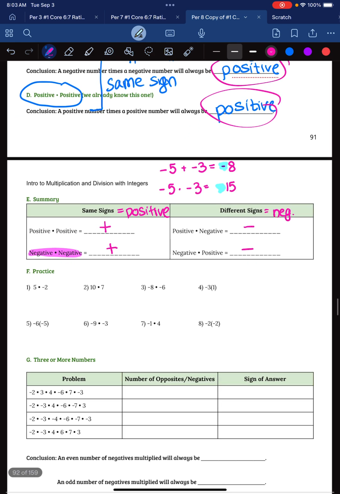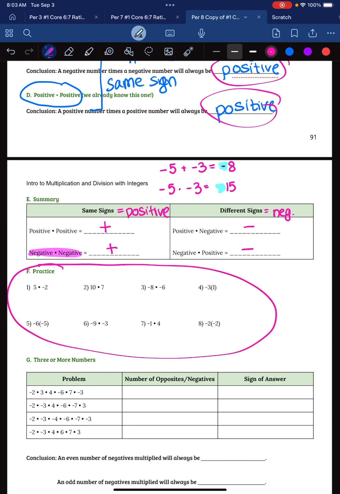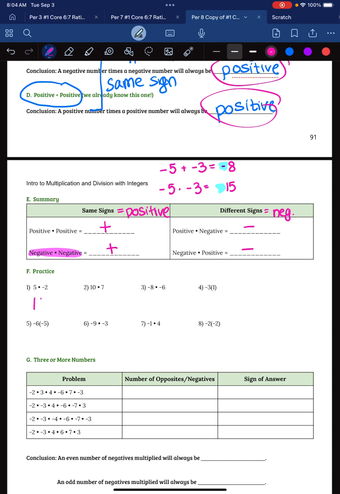All right, go ahead and do section F, practice, and then pause the video and then unpause it when you're all done. All right, let's check those answers. Number 1, 5 times 2 is 10, and those are different signs, so it's a negative answer. Problem 2, those are same sign, so it's going to be a positive answer. Problem 3, those are same sign, so it's going to be a positive answer. Problem 4, those are different signs, it's going to be a negative answer. Problem 5 is same sign, positive answer.